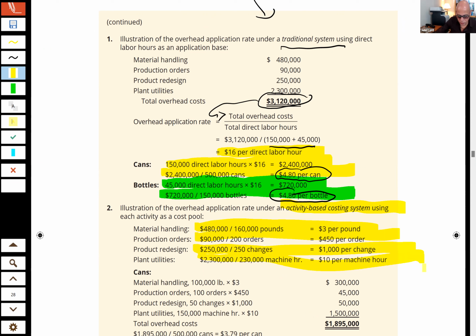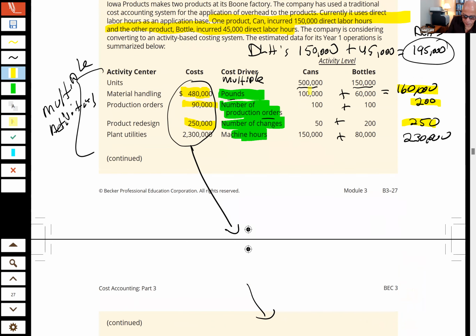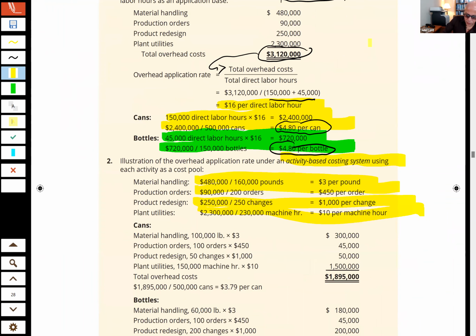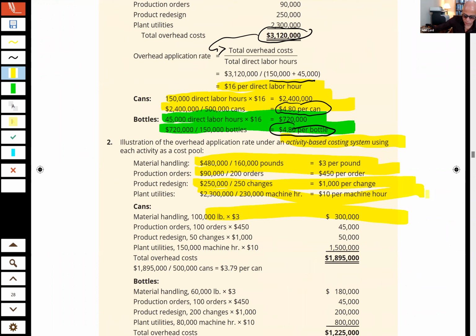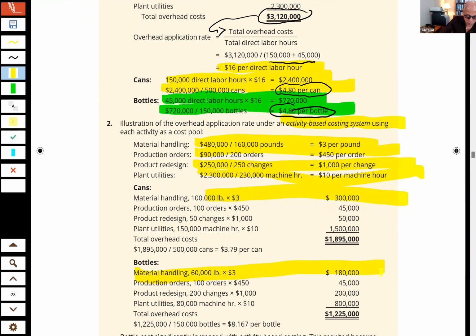Okay, so now we go through and we say, well, how much of the material handling is used by the cans? And it's what? It's 100,000 pounds used up by the cans. So now we take that rate and we multiply the $3 for the cans. We do it for the bottles. Okay, production orders were 450 each, and it was 100 for each of those. I'm not going to go back and look at that because that was 100 for each of those. So I think that's pretty easy. We pick up that 450 per order.